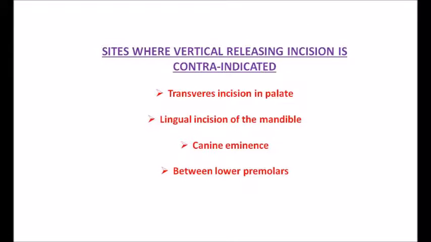There are certain sites where we have to avoid the vertical releasing incision. The sites where the vertical releasing incision is contraindicated are the transverse incision in the palate, the lingual incision of the mandible, the canine eminences, and between the lower premolars. These are the 4 sites where the vertical releasing incision is always contraindicated.